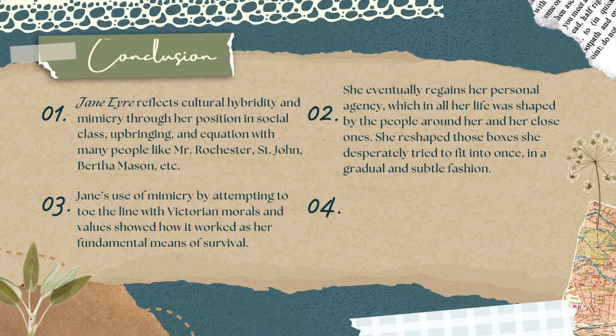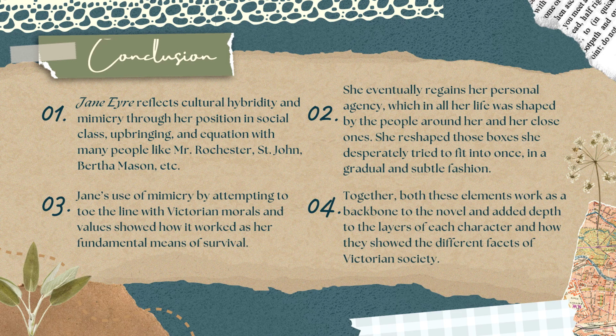The entire reflection using these two elements helps us understand four major things as we come to the conclusion of understanding this text. Firstly, Jane Eyre, the text, reflects cultural hybridity and mimicry through her position in social class, upbringing, and equation with many people like Mr. Rochester, St. John, Bertha Mason, etc. She eventually regains her personal agency, which in all her life was shaped by the people around her and her close ones.